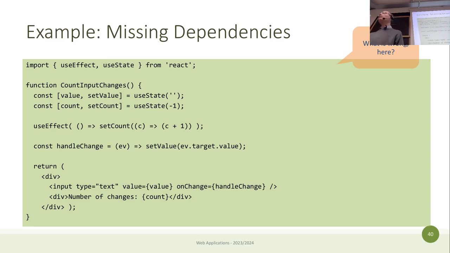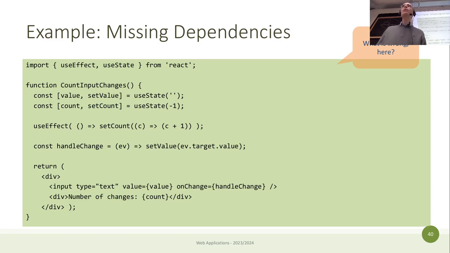It's a useEffect, so there's a callback. The first parameter is a callback, no problem. And the second parameter is actually missing, right? So every time the component renders, it will increase the count by a value of 1.